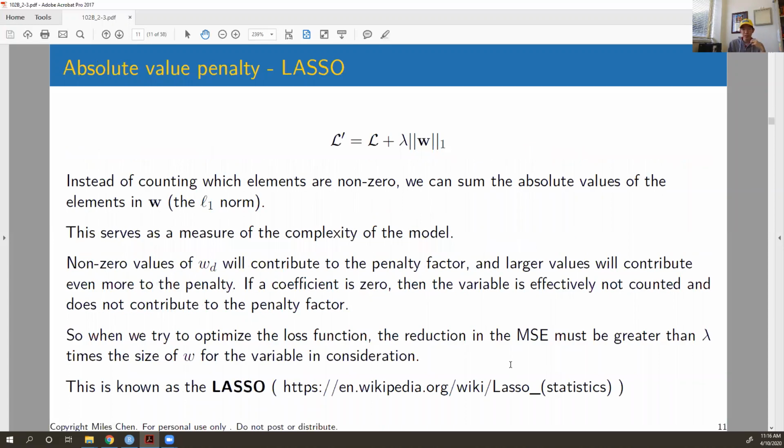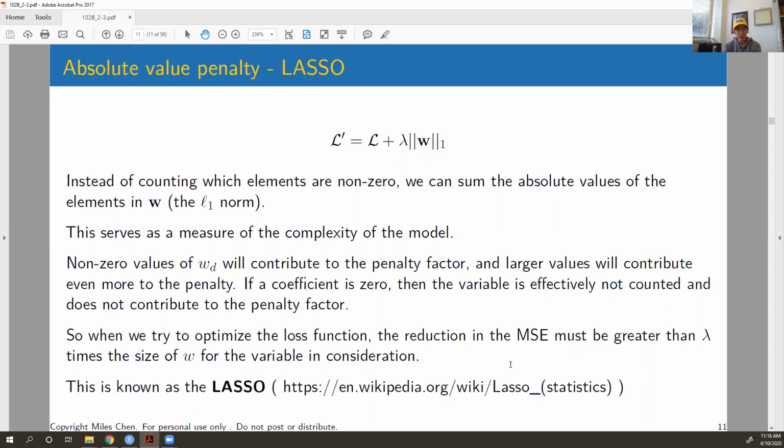Instead of the L0 norm, we use the L1 norm. I don't know if you guys remember your linear algebra stuff on norms. You've got the L1 norm, which sometimes we call the Manhattan norm. And then you've got the L2 norm, which is your Euclidean distance thing.